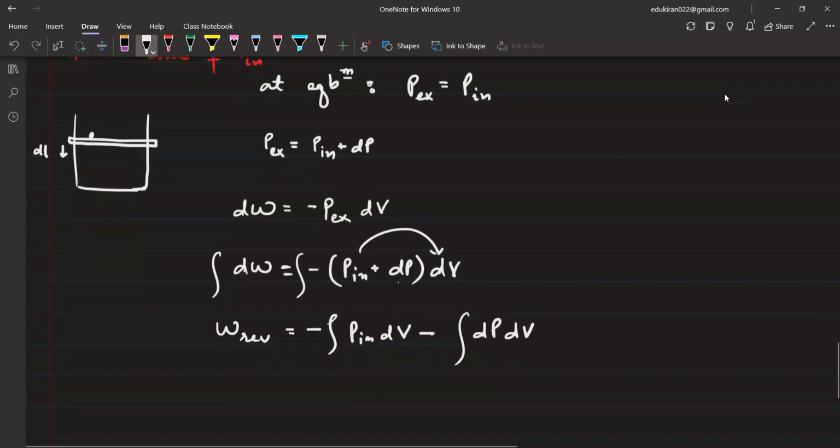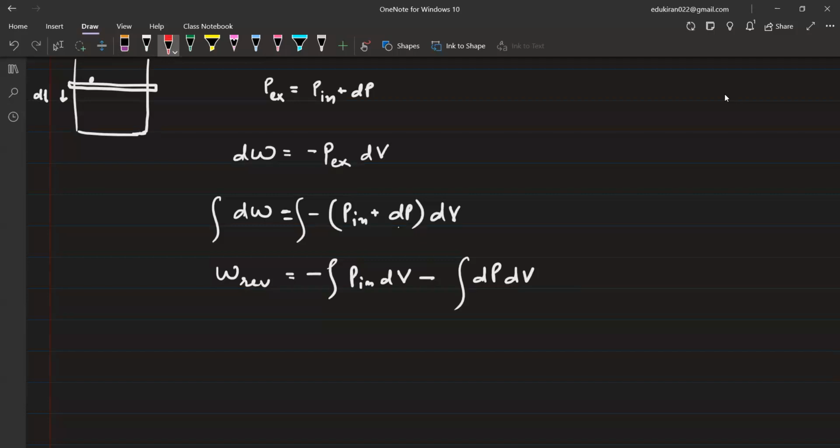Correct guys? Yes or no? Please tell me. Did everyone understand this much? Yes or no, tell me. Yes, sir. All of you understood till here, right? Yes or no? Take one more careful look at it. Okay, now moving on.